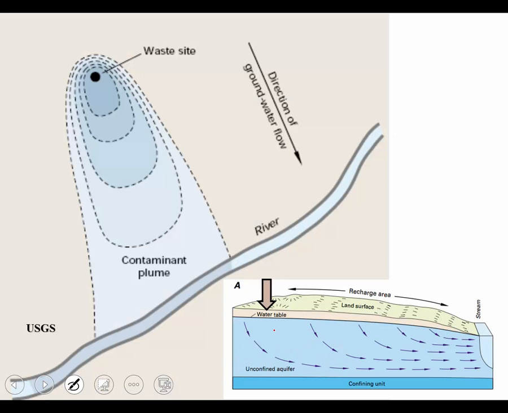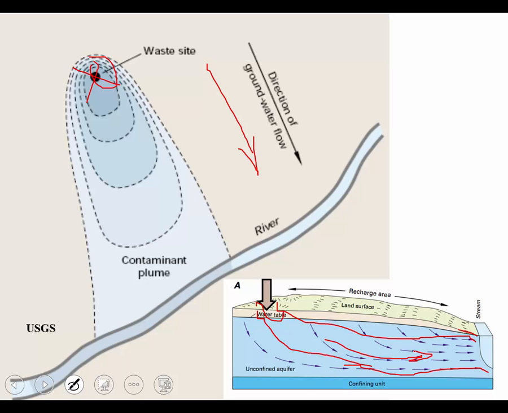Okay. Now, this, of course, is one of the reasons why we want to know the direction of water flow. Here we have the direction, and here we have a waste site that is polluting the water. And so what's happening is that we've got a plume that's moving with the water, contaminated water.